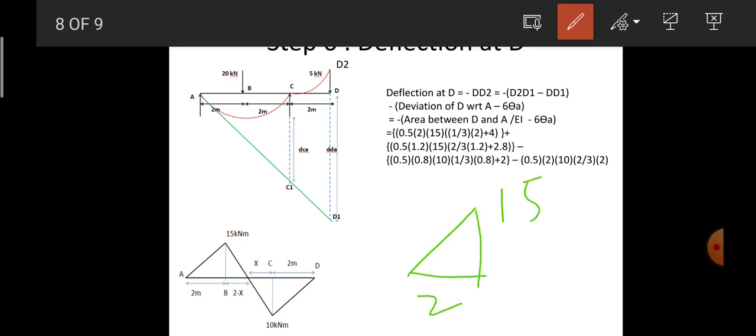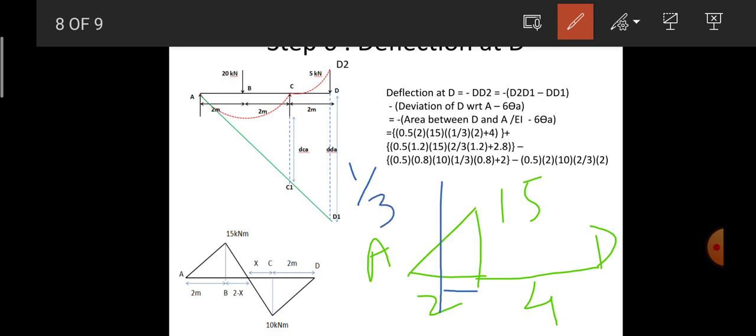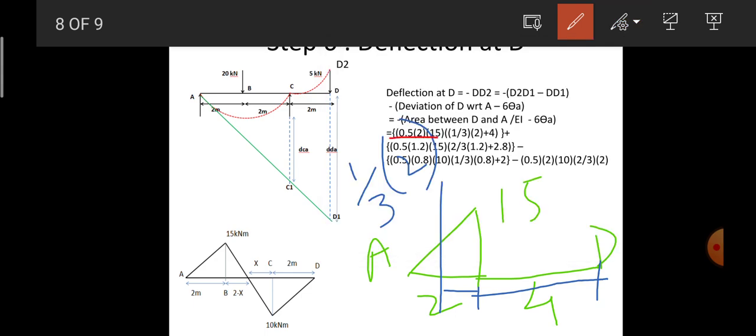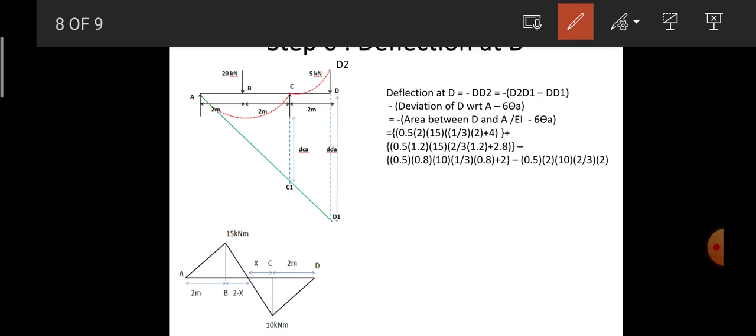Starting from the first triangle, this is 15, this is 2 and this is A, and the distance from D to A is 4 meters. So this is the centroidal axis. From here to here it is 1/3 of the base, 1/3 of 2 meters, plus the remaining distance of 4 meters. So the area is half into base 2 meters, height 15, into 1/3 of 2 plus 4. This is the calculation of the area and centroid for the first triangle.